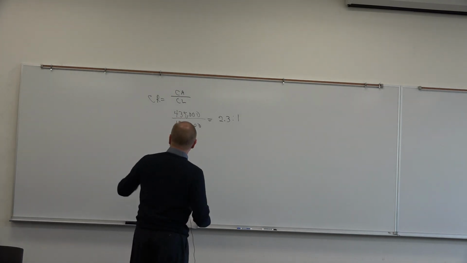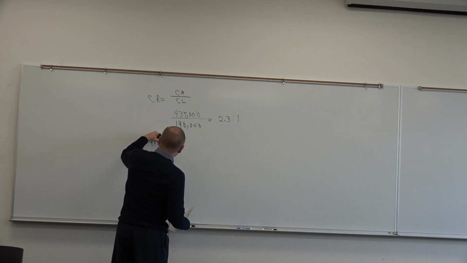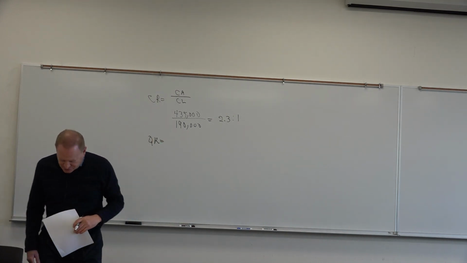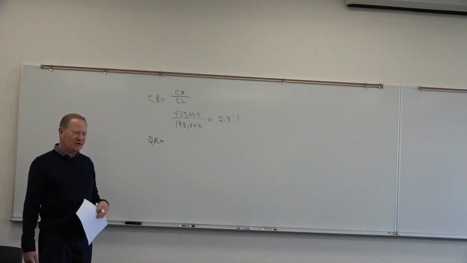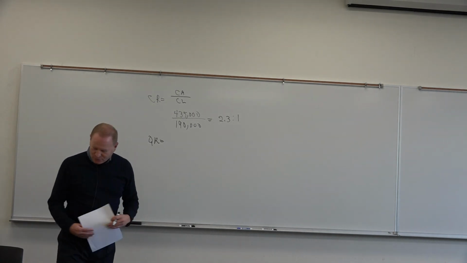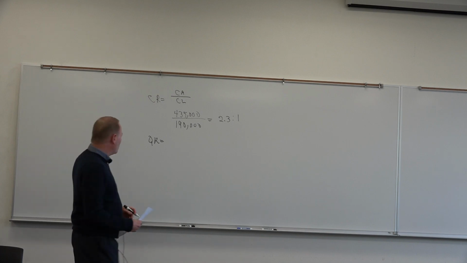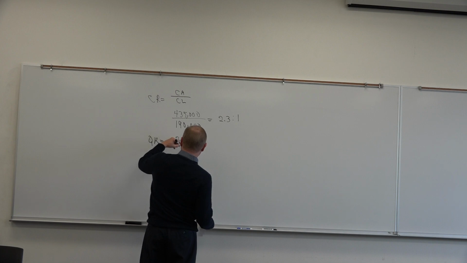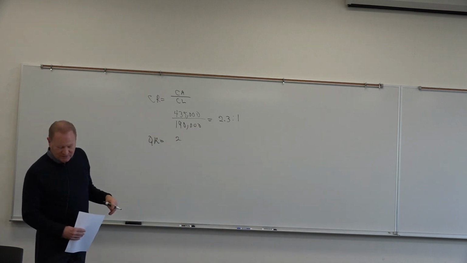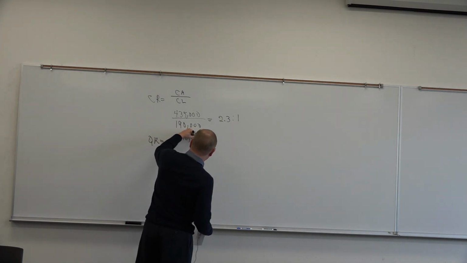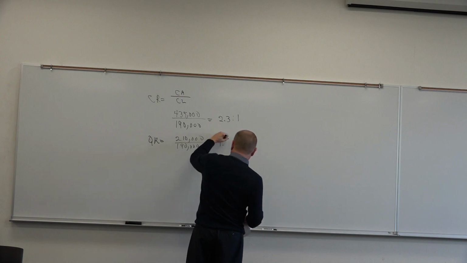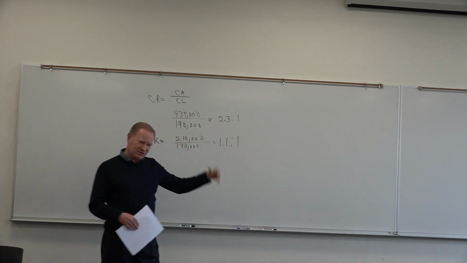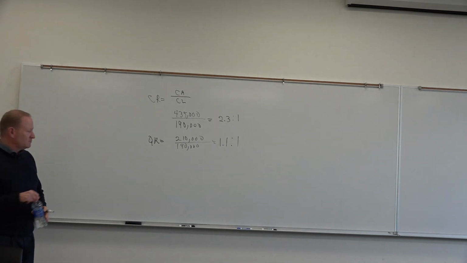Quick ratio. Well, if you recall in the lecture, quick ratio takes out mainly inventory. Of course, if you have prepaid expenses, you take those out too. So if we take that out, what we have is the $35,000 cash plus 175 accounts receivable. So 210,000 over 190,000. So that is 1.1 to 1 or just 1.1. Either way works for me.